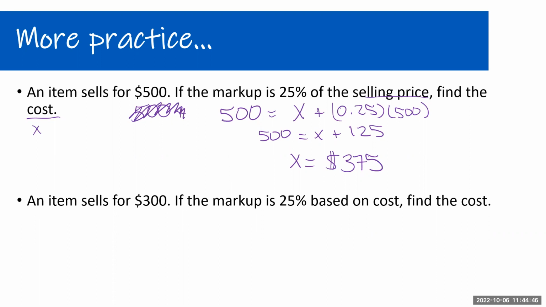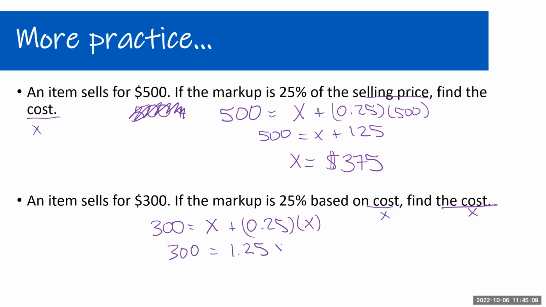For the next one, an item sells for $300. So we know that 300 equals something. The markup is 25% based on cost, but we do not know the cost. Okay. So it's going to be 300 equals whatever it costs plus 25% of whatever it costs. That's going to give us 300 is 1.25X. And if we divide by 1.25, we're going to see that 240 is X. So we're going to see that the item must cost $240.